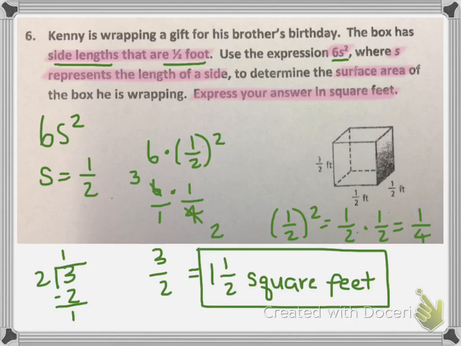Our answer to this problem is 1.5 square feet. 6 times s squared, when we plug in 1/2, is 6 times 1/2 squared. 1/2 squared is 1/2 times itself, 1/2 times 1/2, which equals 1/4. So then we have 6 times 1/4. I can cross simplify, and then I get 3/2, which must be simplified. It must be written as a mixed number. So I divide to find that mixed number, and I learn that 3/2 is 1.5 square feet because we are expressing our answer in square feet.